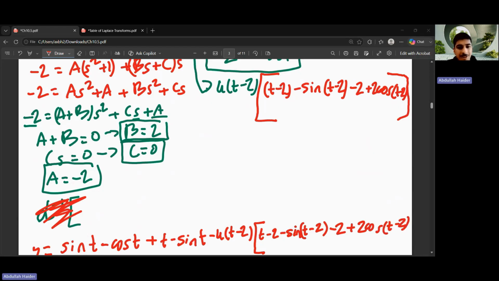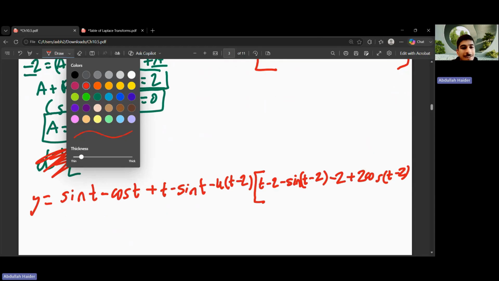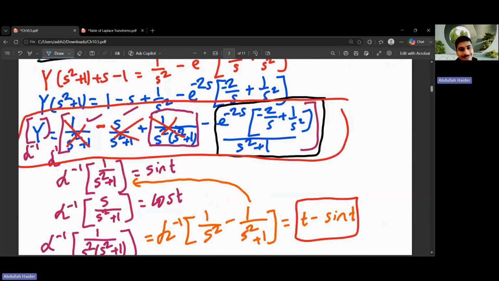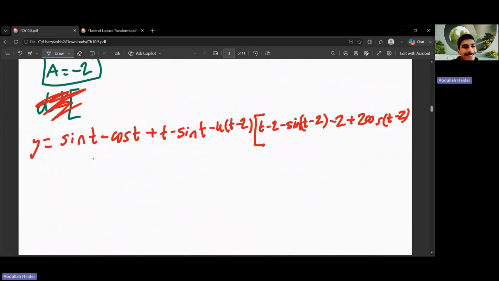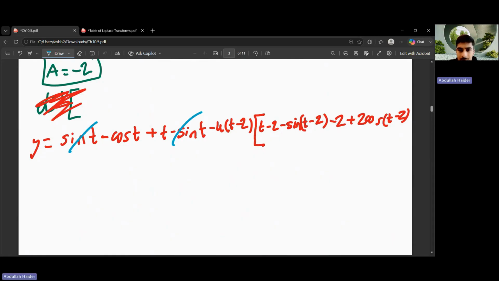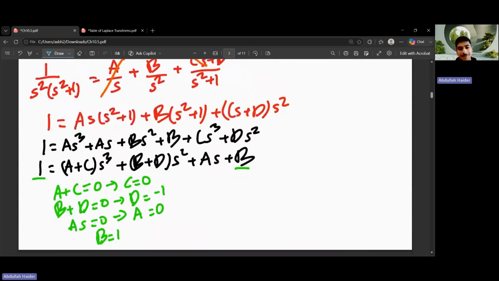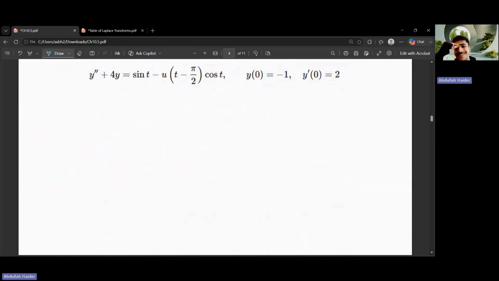This is so long, I'll be honest. Let me just confirm my answer. So this is the final answer of the whole Laplace question. Look at all these steps, it's so long. Just cancel out sine and minus sine, and the rest is your answer. You can also do t minus 2 minus 2t minus 4, and the rest is correct. This is the answer to this question. It's really, really long.